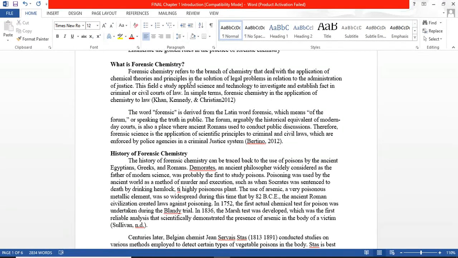Okay, so Kennedy and Christian 2012 is the source of this paragraph. Forensic chemistry is used in our crime scene to investigate or to gather evidence to prove that a certain suspect is the one who committed the crime.